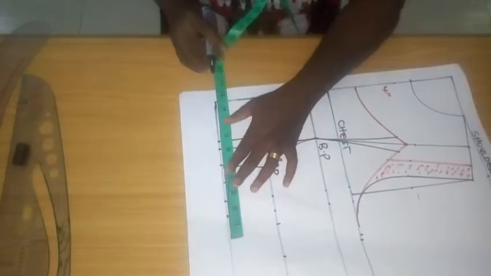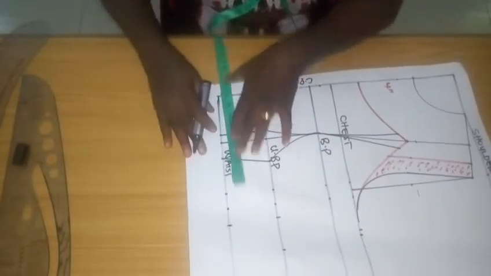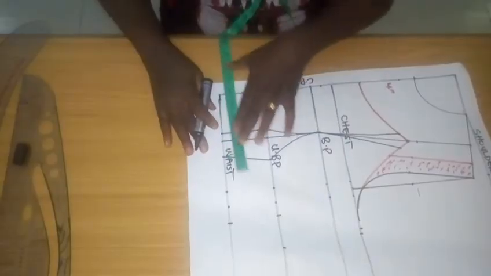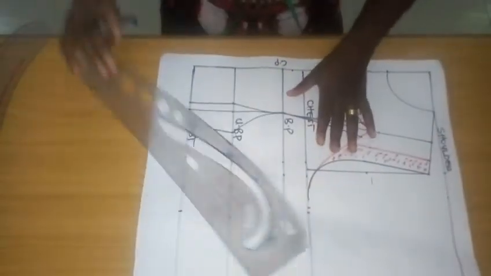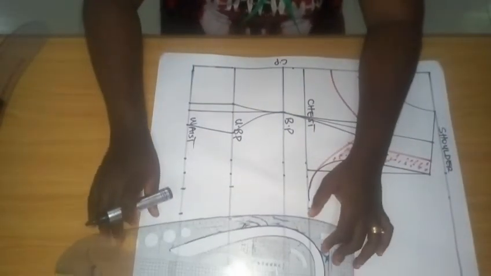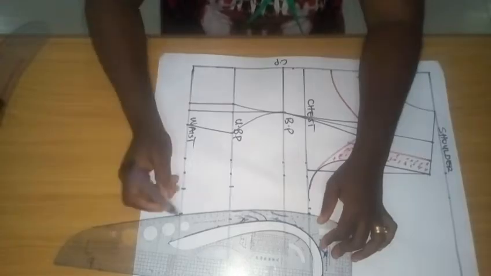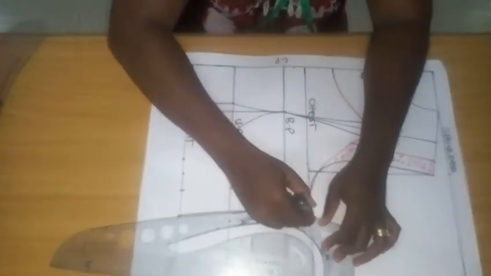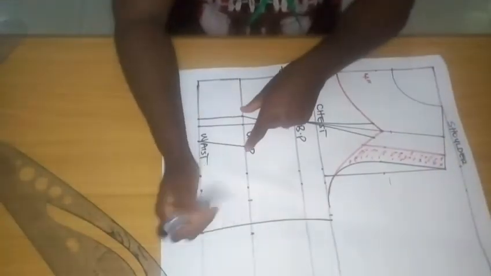Now on the waistline, my waist divided by 4 is 9. This is 9. And I have 1.5 here. I'm going to replace the 1.5. So all I'm going to do now is to place my curve ruler on the bust and connect it to the, can you see? So now you can see this is the measurement we have for under bust.